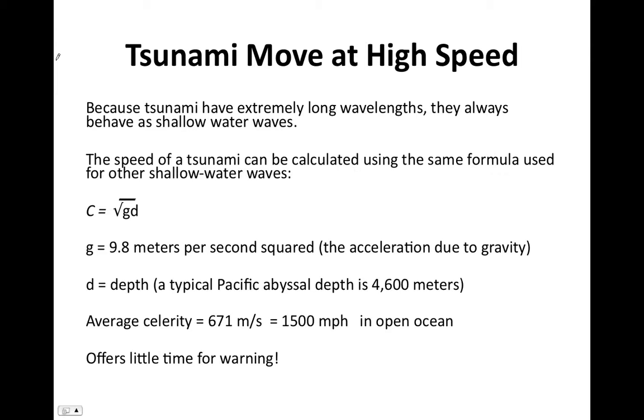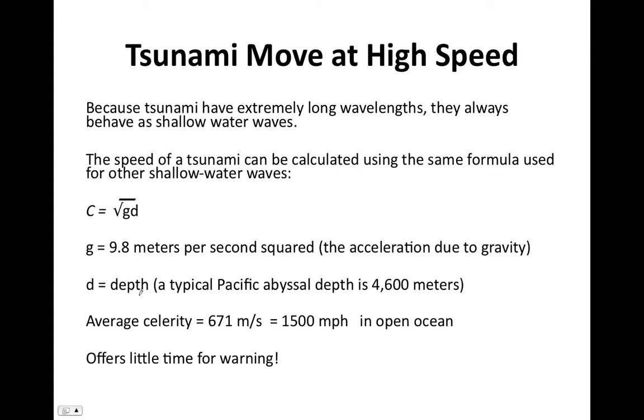And since tsunami have such long wavelengths, there is no part of the ocean whose depth is greater than half of the wavelength, so tsunamis are always shallow water waves. Because they're shallow water waves, their wave speed can be calculated using this formula, where celerity equals the square root of acceleration due to gravity times the depth of water. Acceleration due to gravity is a constant, it's 9.8 meters per second squared.